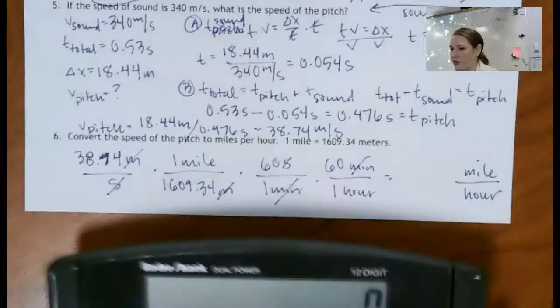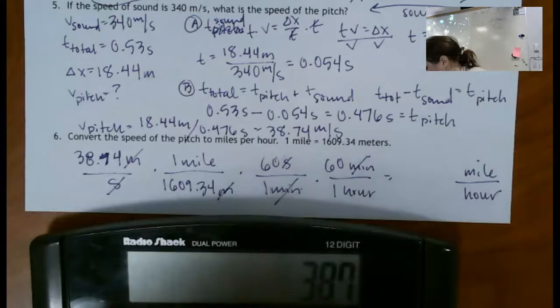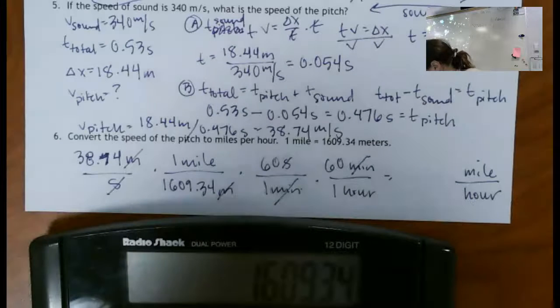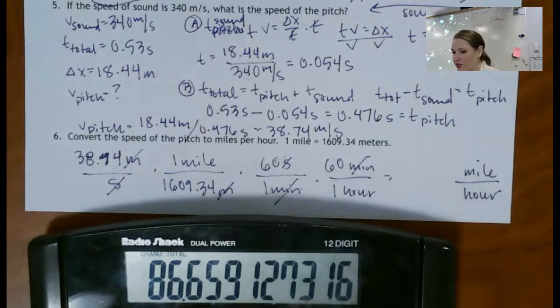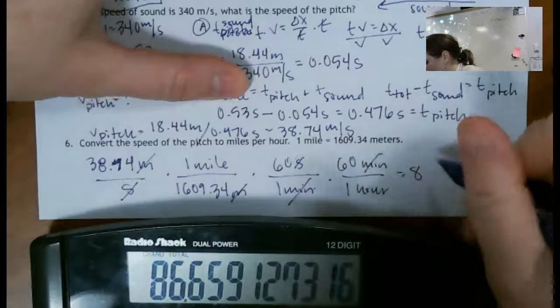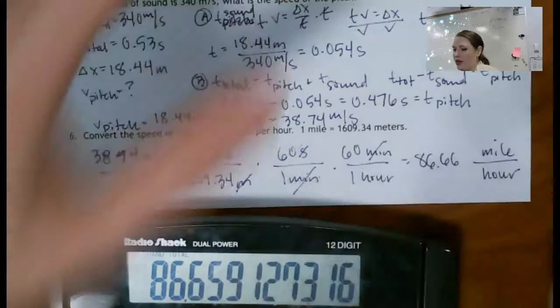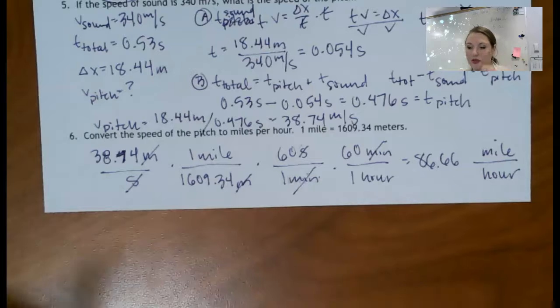All right, so let's go ahead and do it on my calculator here. I have like no room on my desk. Okay, here we go. 38.74 divided by 1,609.34 times 60 times 60. Just multiply my fractions straight across. This is a fast pitch. It is the pitch of this young man's life. 86.66 miles per hour. You could round it differently if you want. So there we go. That's your solution for this Friday quiz number 3.